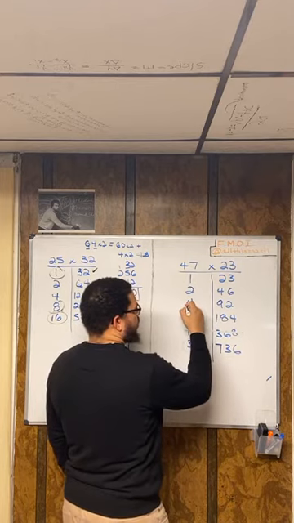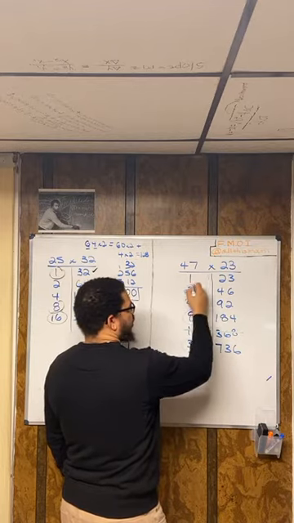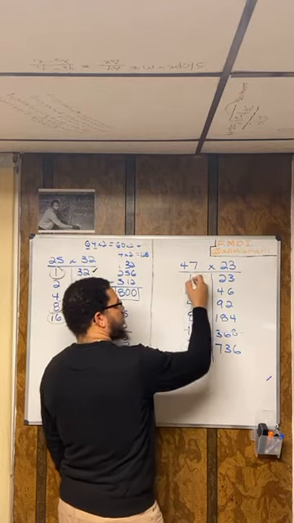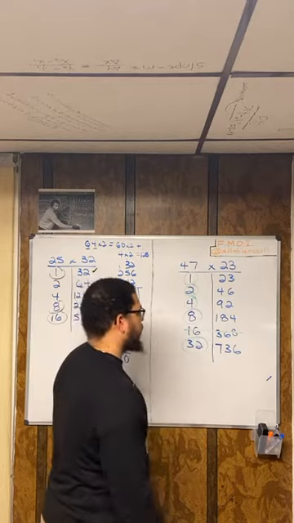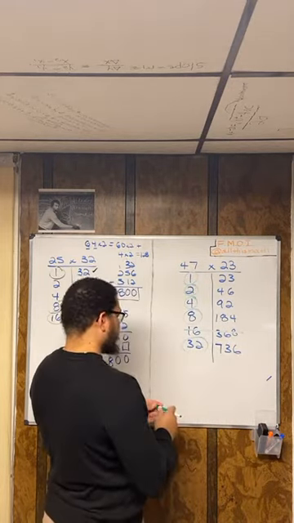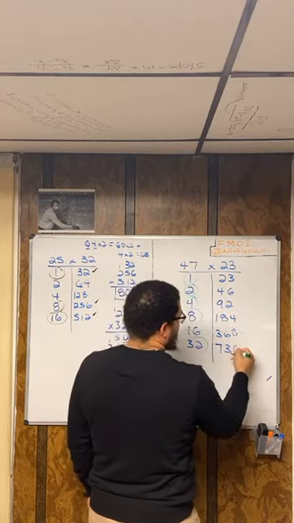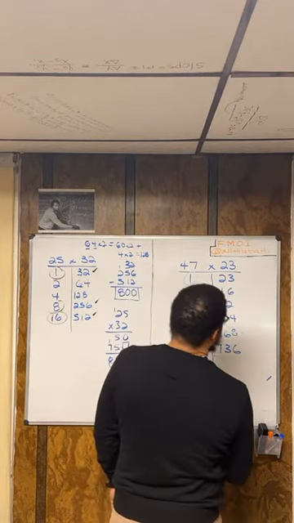40 plus 4 is 44. 44 plus 2 is 46. And 46 plus 1 is 47. So I basically got to add up all these numbers, right? So I got to add up 23, 46, 92, 184, and 736. I could do that right here.